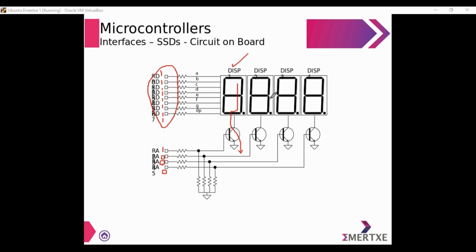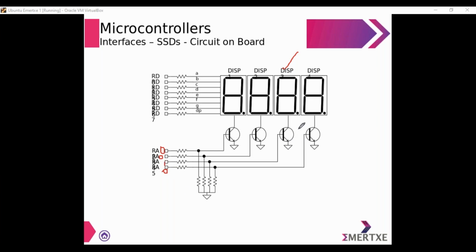Anything I want to display, I can provide the data here. And to select a particular SSD, I have to be providing the value here. Now tell me, if I want to display something on display 3, what should I be providing here? Yes, I have to give a 0010. So I have to be providing a 0010.